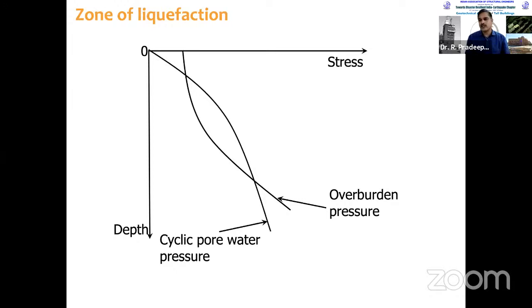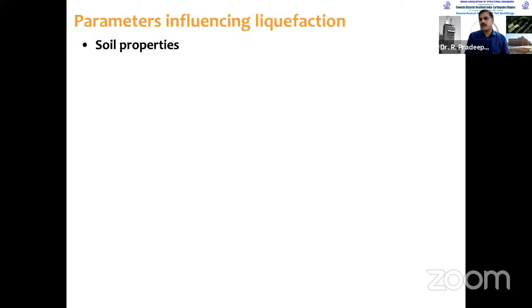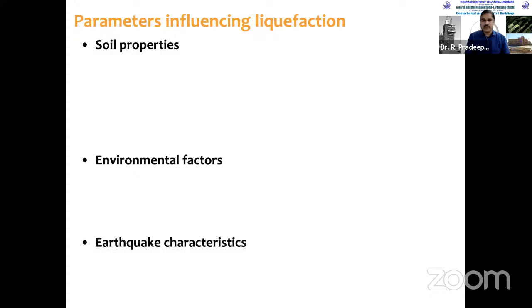So these are two known things. But the point is, when these two curves intersect, that is a zone of liquefaction. Okay. So in the picture, we can understand this clearly. Now let us look at what are the parameters which are influencing this: soil properties, environmental factors, and earthquake characteristics. These are three things.